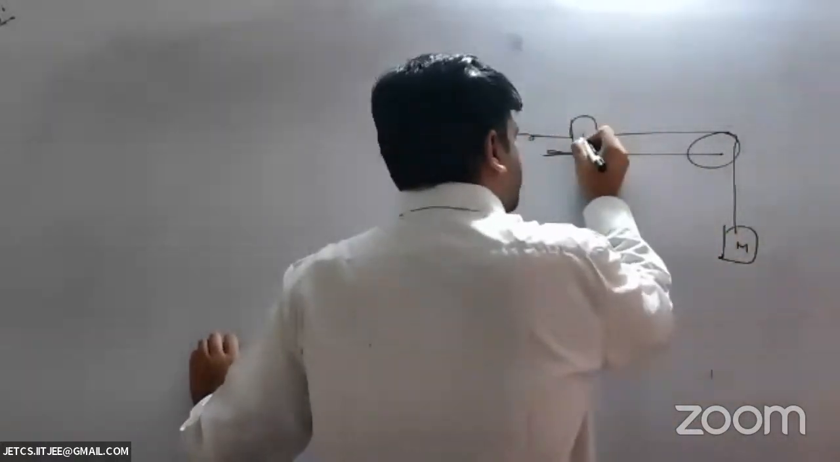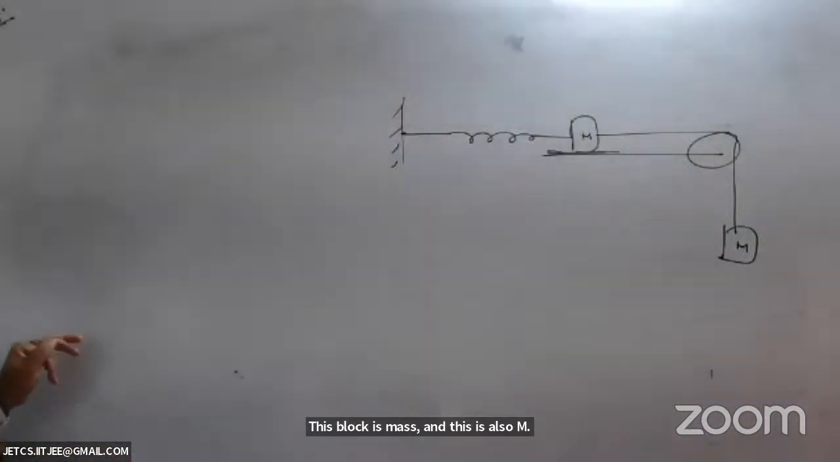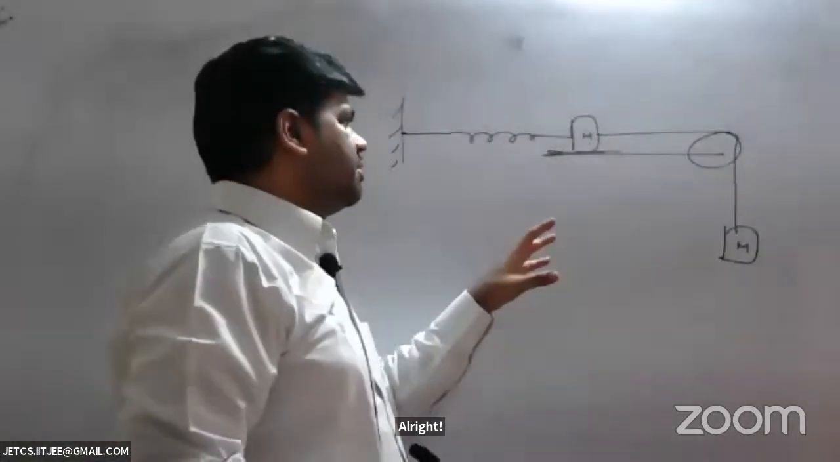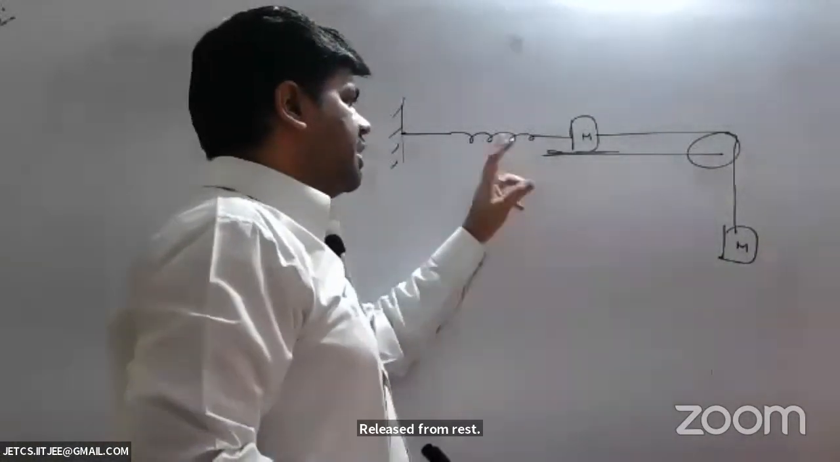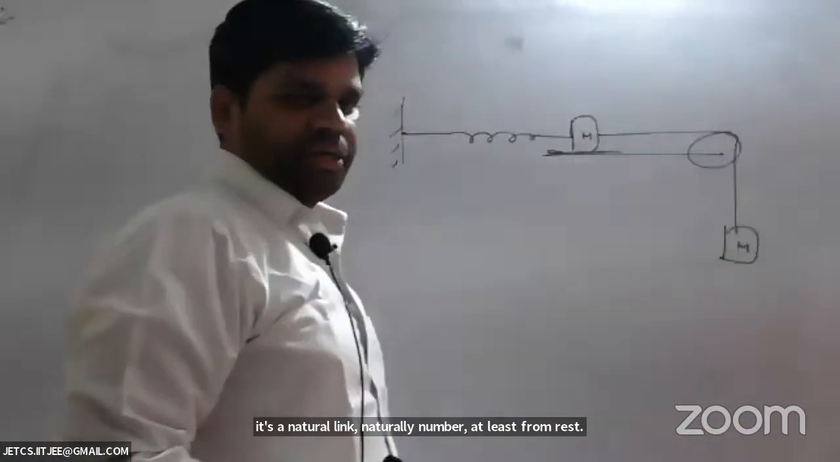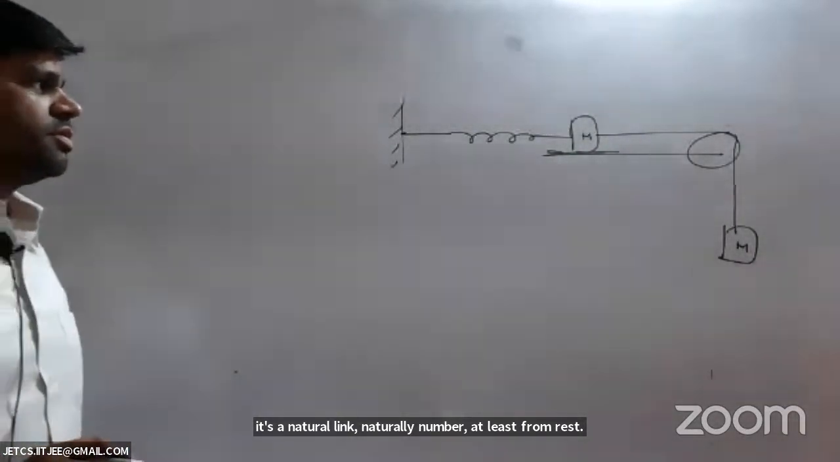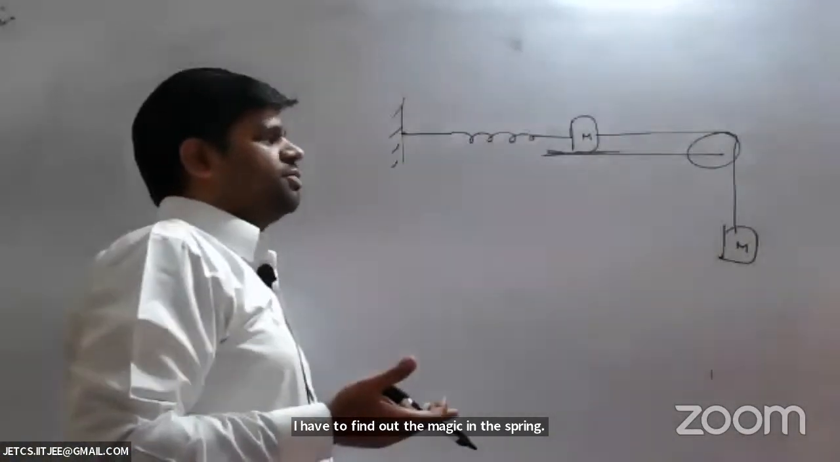This block is mass m, this is also m. Released from rest when it's at natural length. When the spring is at natural length, I release it from rest. I have to find out the maximum extension in the spring. That's the question.